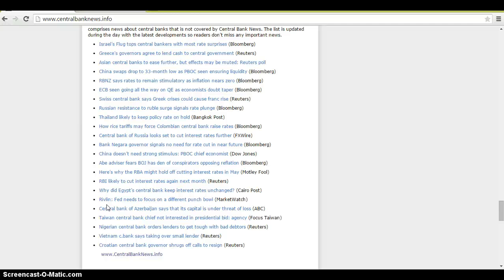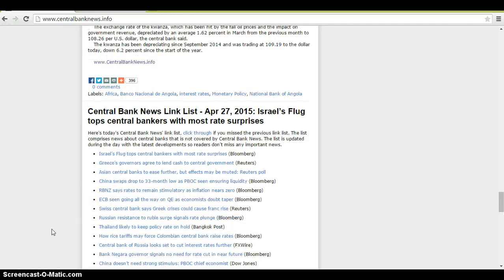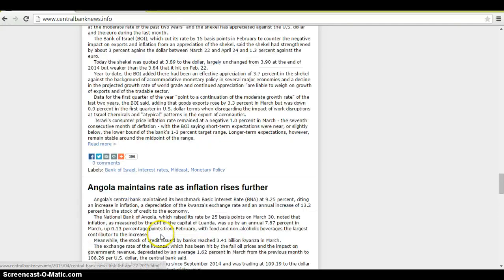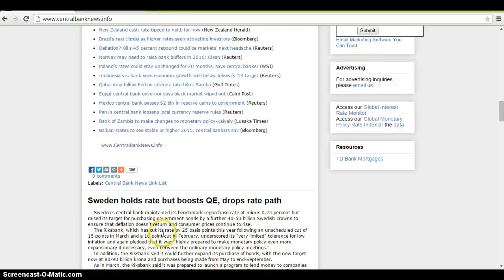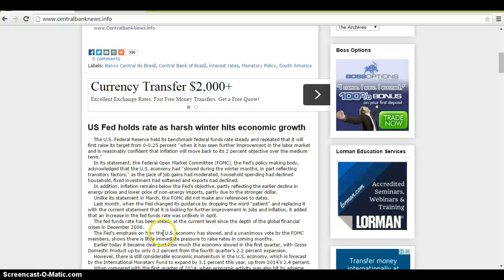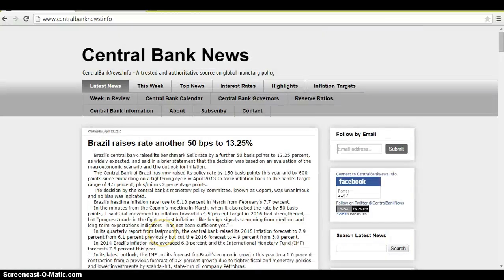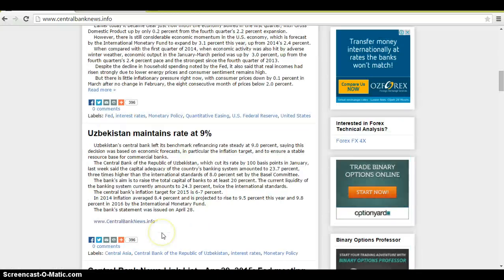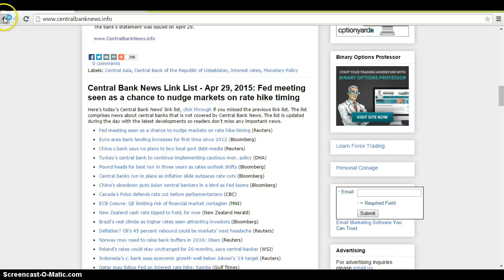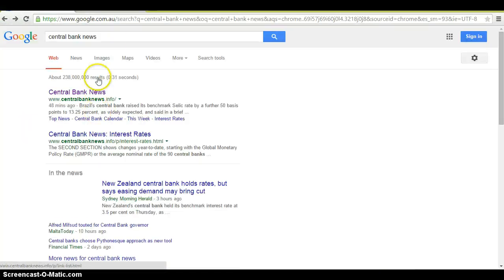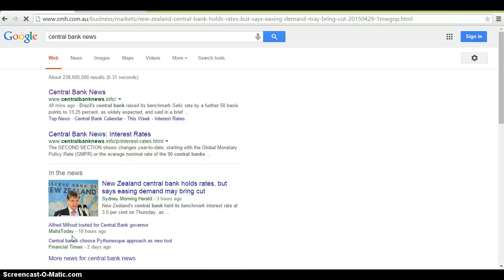Okay, so I haven't been able to find anything, and then it goes back a week before that, so you can see the date there. Well, we'll go back. So I haven't been able to find anything there, but I don't stop there. So that's one. Oh, here we go. New Zealand Central Bank holds rates. Okay, so let's click on and have a look.